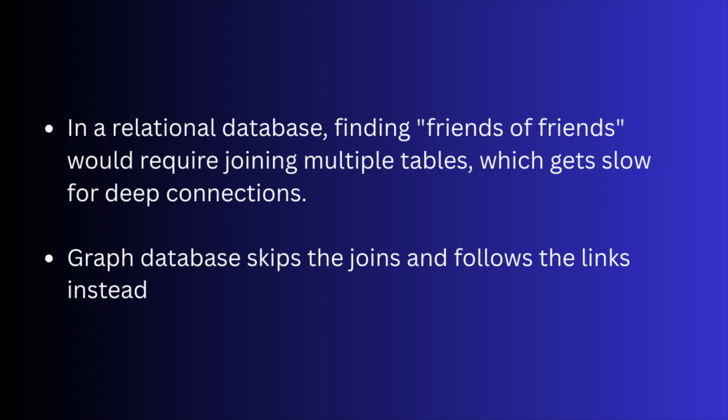In a relational database, finding friends of friends would require joining multiple tables, which gets slow for deep connections. A graph database skips the joins and follows the links instead.